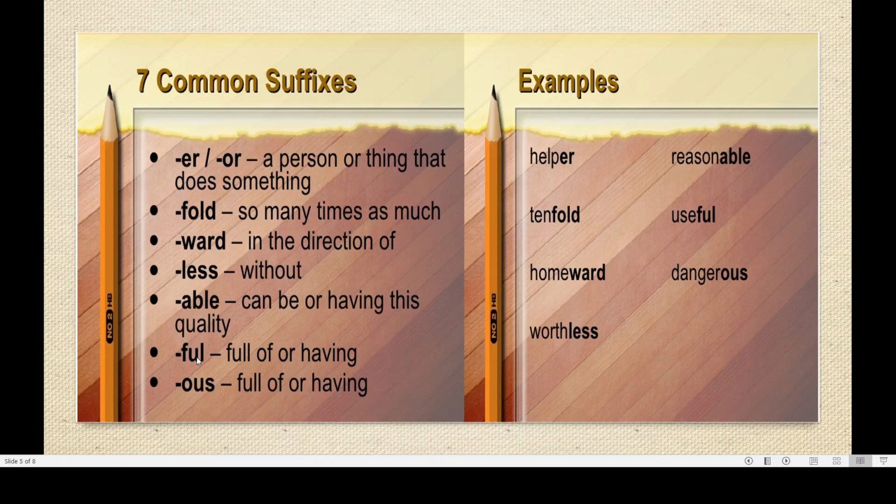Then the suffix full means full of or having. The example is useful. Then OUS is a suffix which conveys the meaning full of or having. The example is dangerous.